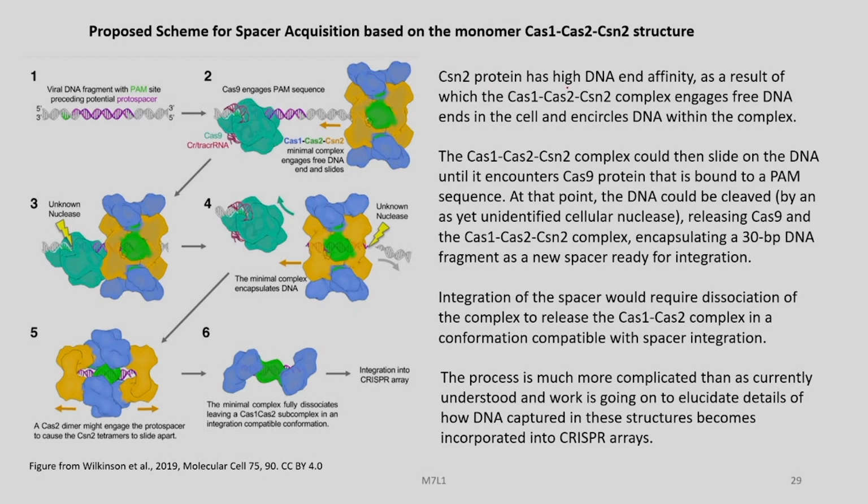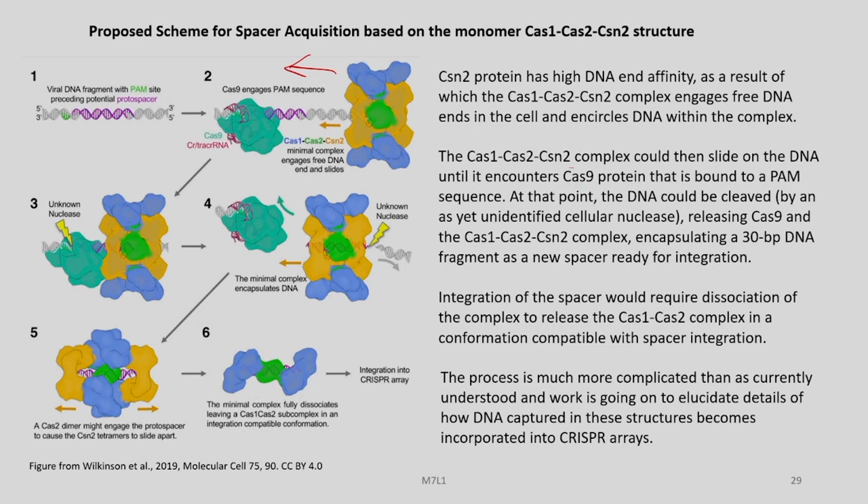So, CSN2 protein has high DNA affinity, it binds to the DNA ends, as a result of which this Cas1, Cas2, CSN complex would engage free DNA ends in the cells and encircle DNA within the complex. This Cas CSN complex would then slide on the DNA upon binding. It goes towards the Cas9 complex and it will keep on moving until it encounters a Cas9 protein that is bound to a PAM sequence.